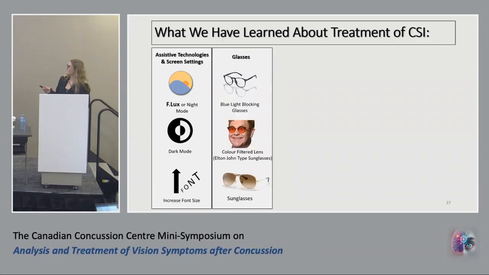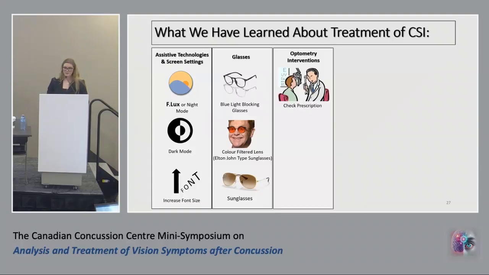There's glasses. So blue light blocking glasses work to attenuate the blue light. We have color filtered glasses, such as these Elton John type sunglasses that Dr. Tatter likes to recommend in his clinic. And we have sunglasses. We recommend patients go to the optometrist to check their prescription. We do find that patients have changes to their prescription after concussion, and so perhaps the optometrist could run some tests to figure out if that might help benefit you.